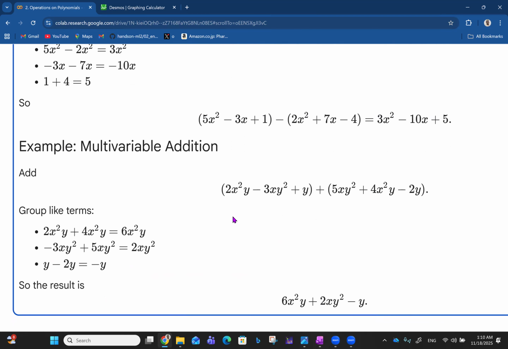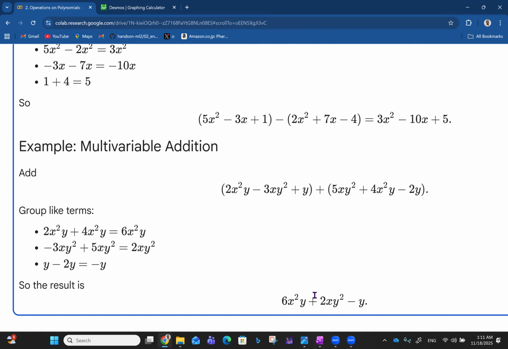So in that case now, 2x squared y plus 4x squared y, that's 6x squared y. Then minus 3xy squared plus 5xy squared, that is 2xy squared. Then y minus 2y, that's minus y. So the result is simply 6xy squared plus 2xy squared, 6x squared y rather.